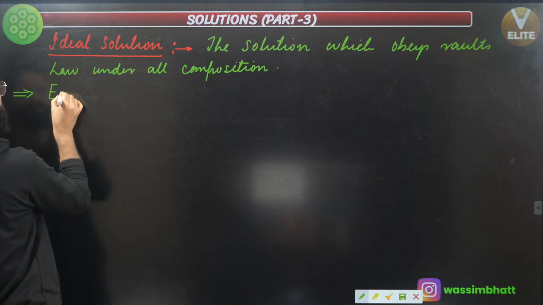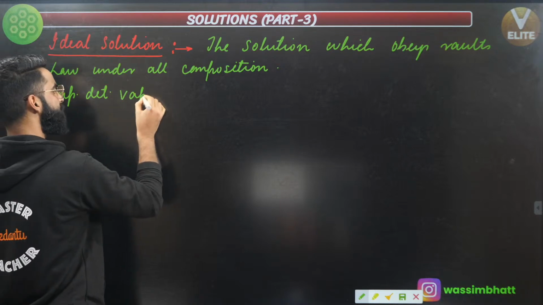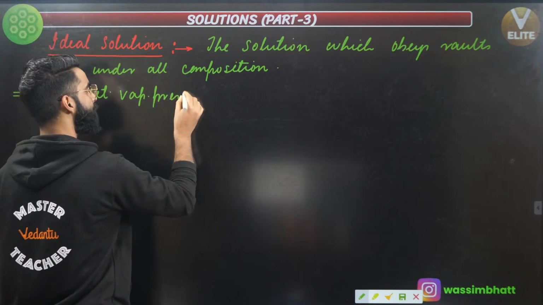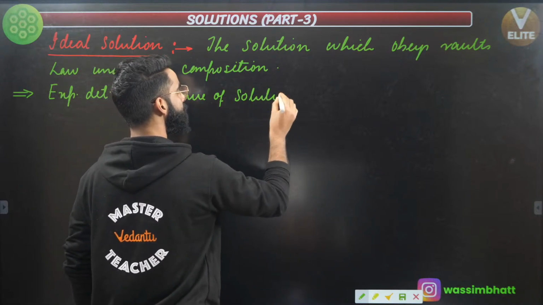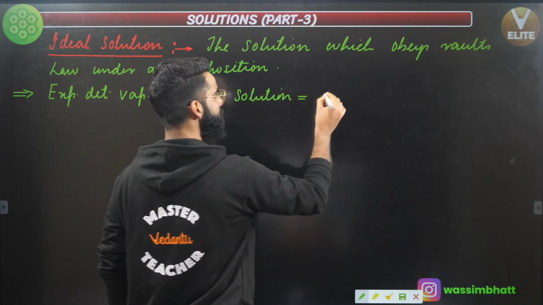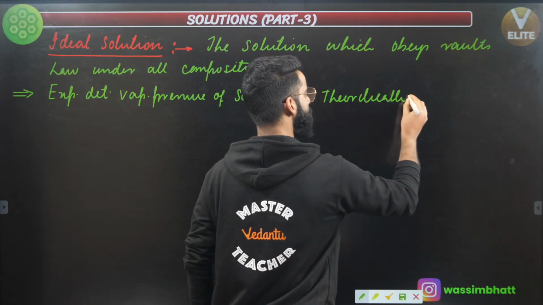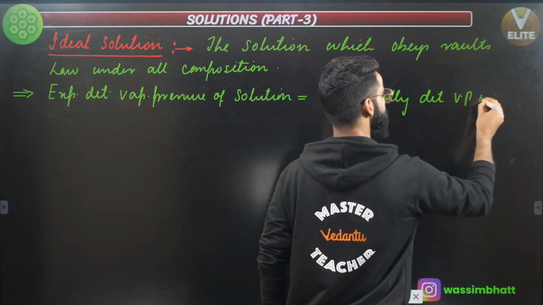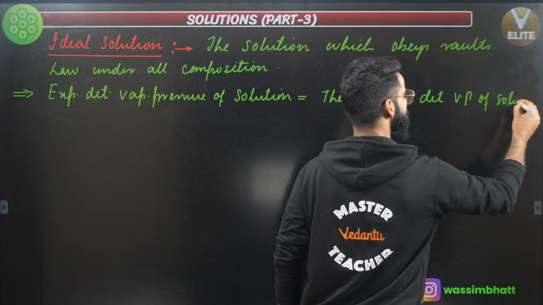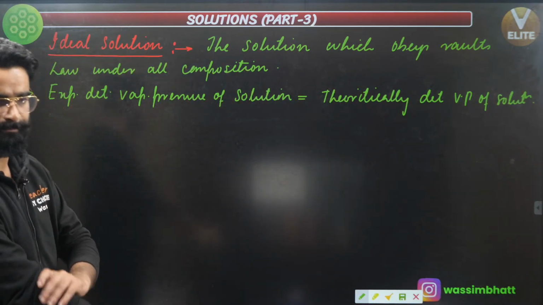I'm writing: the experimentally determined vapor pressure of the solution is equal to the theoretically determined vapor pressure of the solution, right? Which solution am I talking about right here? I'm talking about the ideal solution.